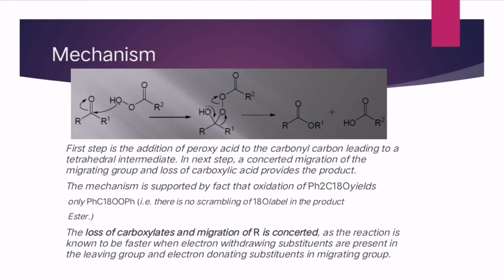Mechanism. The first step is the addition of the peroxyacid to the carbonyl carbon, leading to a tetrahedral intermediate. In the next step, concerted migration of the migrating group and loss of carboxylic acid provides the product. The migration of the group and loss of carboxylic acid provide two products, which are an acid and an ether.